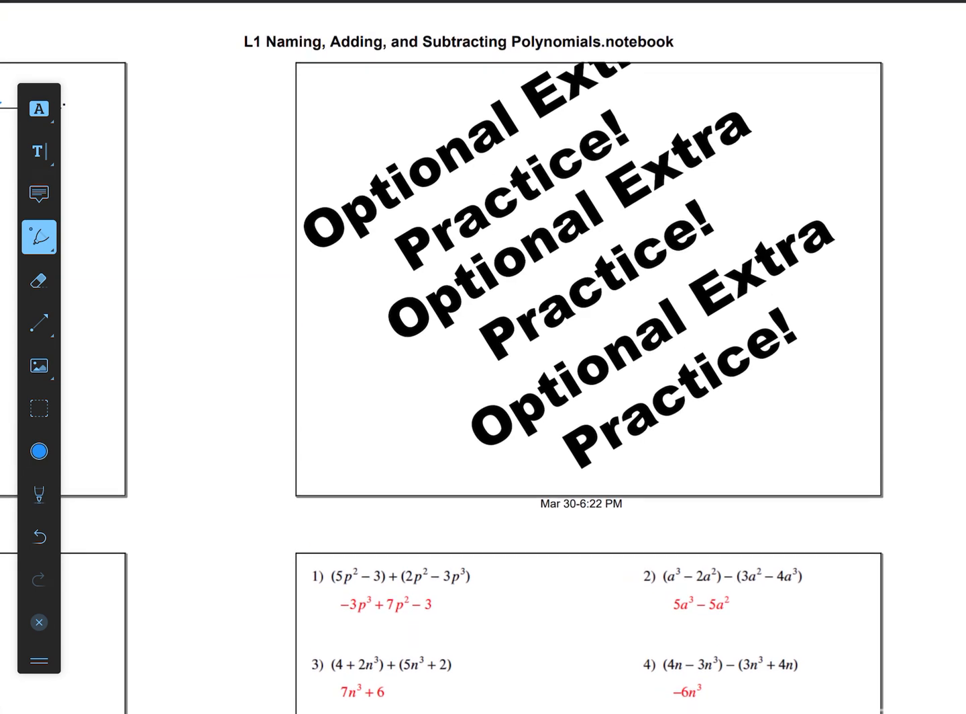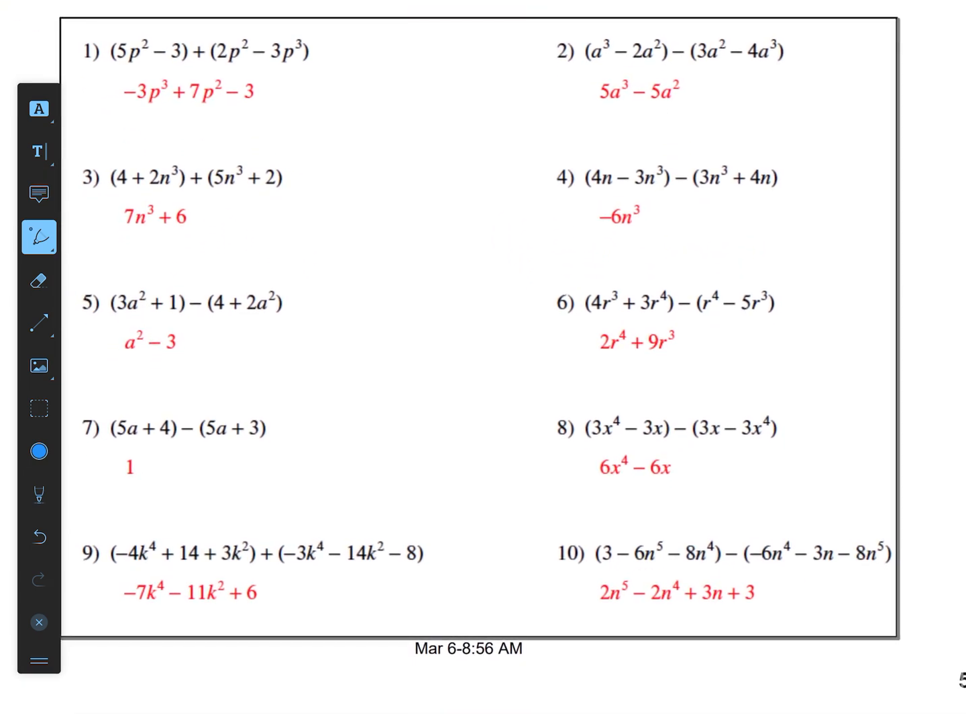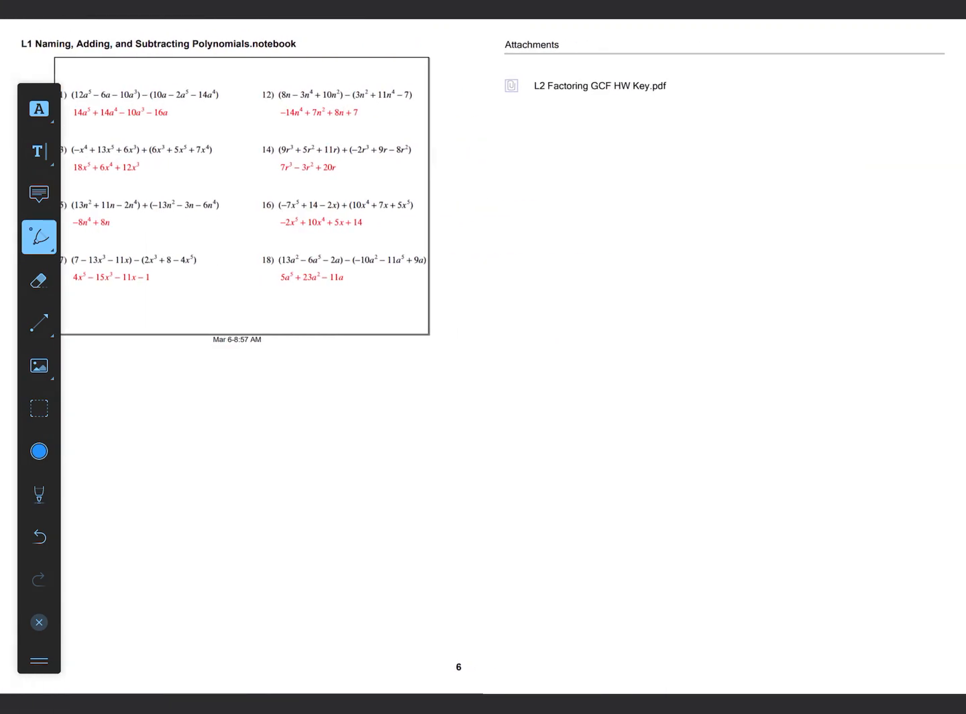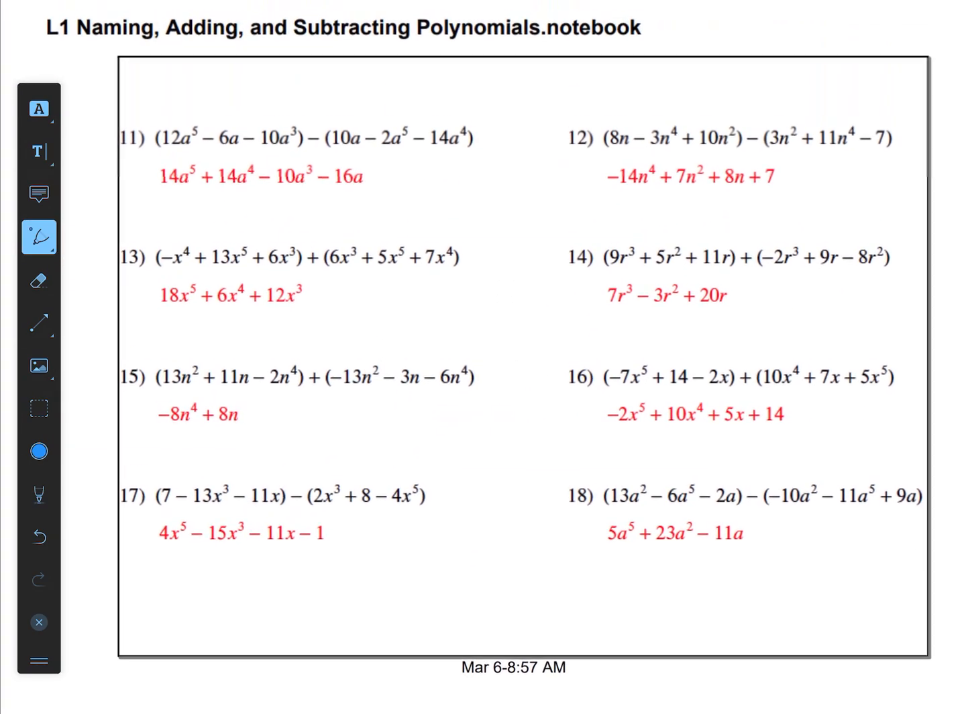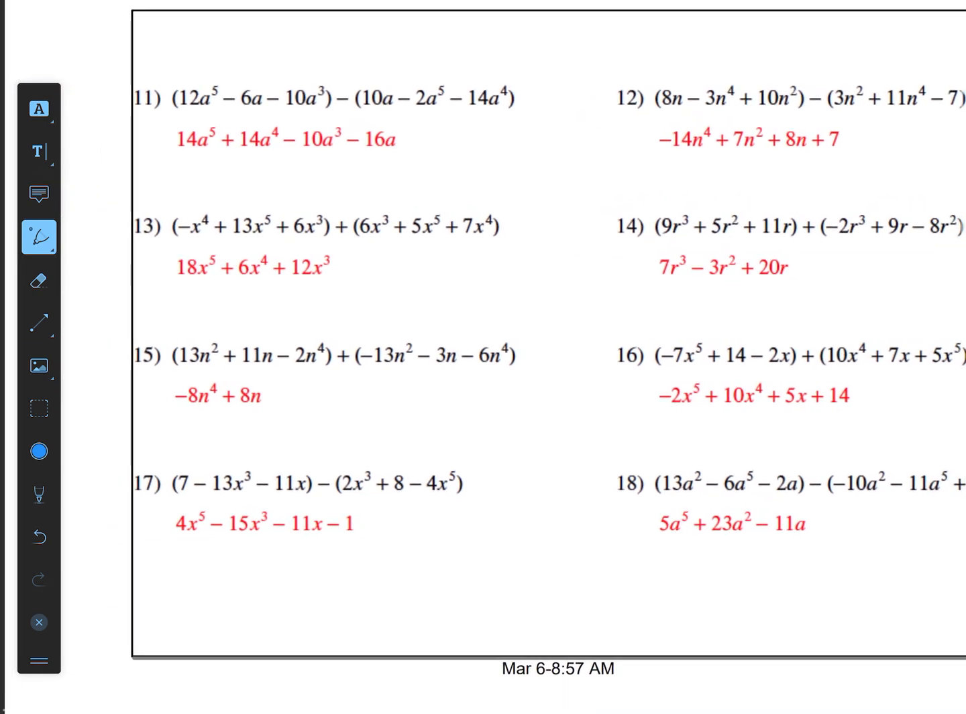Now I do have some optional extra practice for you. If you look right here, you can pause this, you can take a screenshot, you can do whatever you have to do. There are 10 practice problems here. All the answers are in red right below it. And then I have some more right here. If you want to try those out, there are 8 more practice problems with all the answers there.